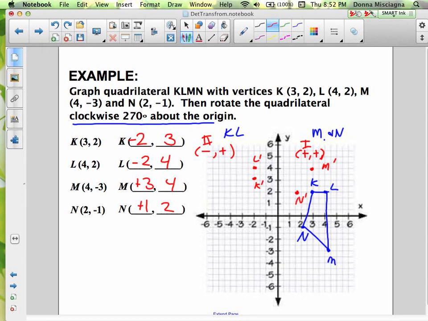All right, so let's connect our points. Remember to connect in order, right? You don't want to be going all over the place, right? And you can look to see what was the order, right? So it's k to l, right? And then l to m, and then m to n, and then go back to k.